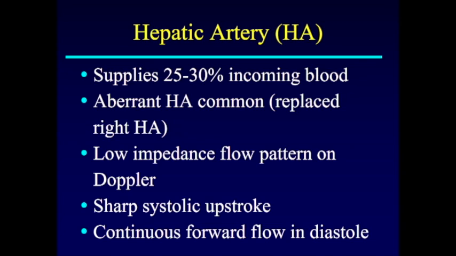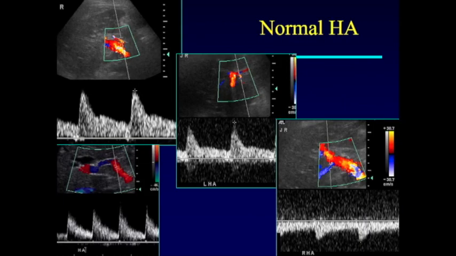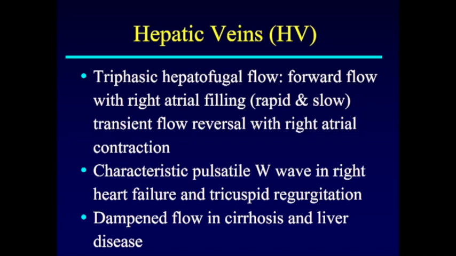The hepatic artery has a low impedance flow pattern on Doppler ultrasound with a sharp systolic upstroke and good flow throughout diastole with continuous forward flow. And here you can see again the normal hepatic artery, sharp upstroke, and continuous flow throughout diastole. And similar to the portal vein, the right hepatic artery dives deep into the right lobe to supply the right posterior right lobe, and therefore the flow is displayed below baseline.